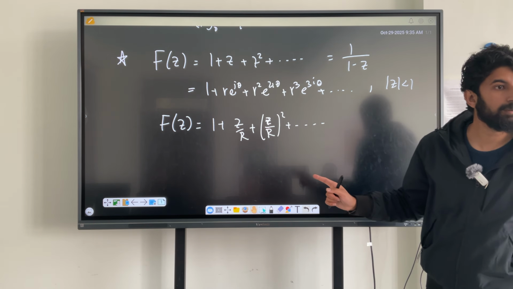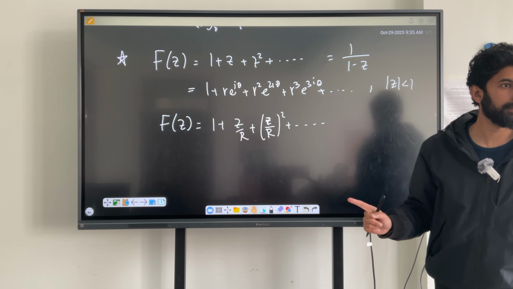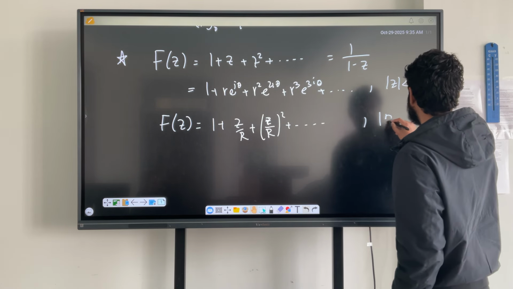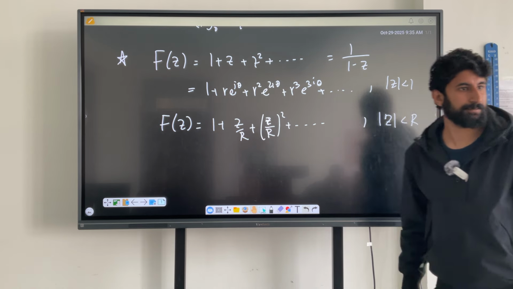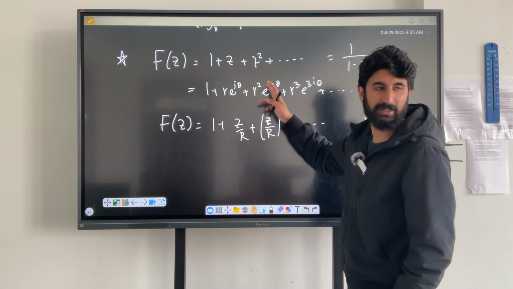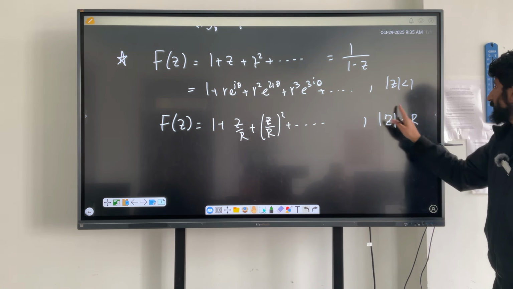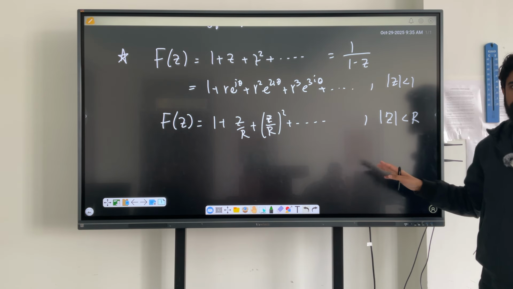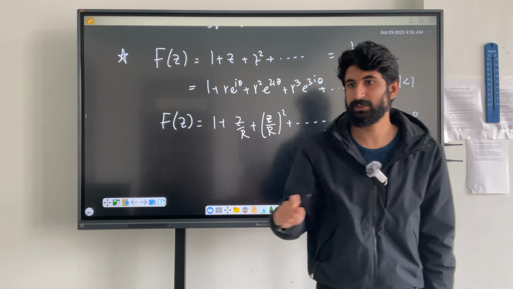Mod Z is what? Mod Z is less than 1. Mod Z is less than R, exactly. So it will give me a finite answer when mod Z is less than R. Assume R to be some positive number, 100, whatever. This is essentially the same series, but now the coefficients are different, 1 by R, 1 by R square. So the domain in which it converges is a disk of radius R, which is different, right? So the convergence of this series depends on these coefficients.